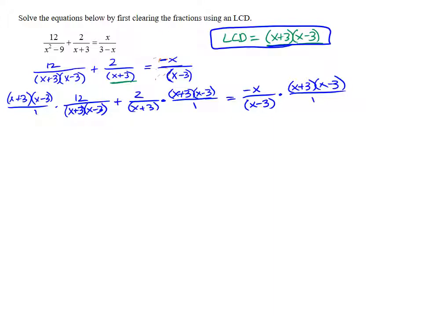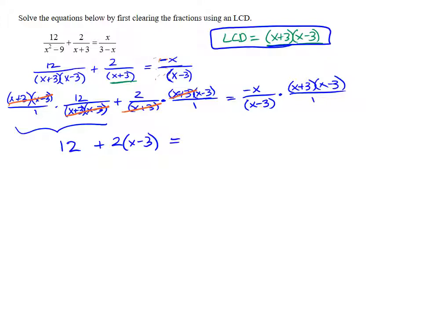All right. What can we cancel here? Well, in the first term, we can cancel all of that denominator with all of the LCD, because the LCD was the first fraction's denominator. So I get a 12 plus. In the next term, only the x plus 3 was common, and I can cancel it out. So I'm going to be left with 2 times x minus 3 in the numerator.